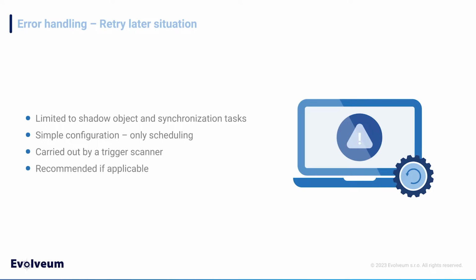And that's it. The rest is carried out by a trigger scanner, because when the error happens, the synchronization task will just put a trigger on a shadow object, and then the trigger scanner will find this trigger and execute it. So this is what I'm recommending you start with, because it's really easy. You don't have to think much about how you want to do it, and everything will be done automatically. But of course, if you have a complicated situation, you can use the other options that I already described.